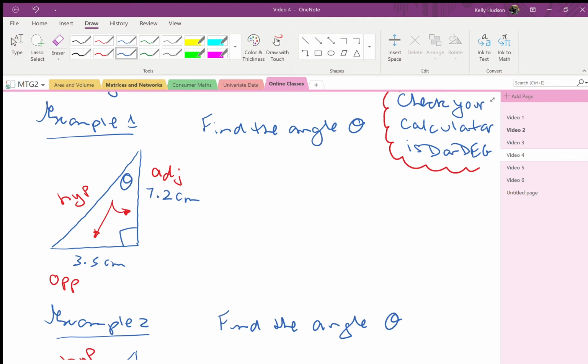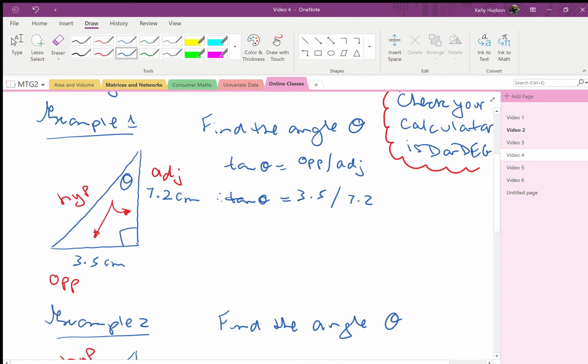Now, the sides that we've been given are the opposite and the adjacent. So, opposite and adjacent, my ratio is going to be my tan ratio. So, tan of theta is equal to my opposite side divided by my adjacent side. So, I simply write down tan of theta is equal to, now the opposite side comes in at 3.5 centimetres and is divided by 7.2 centimetres, which is the adjacent side.